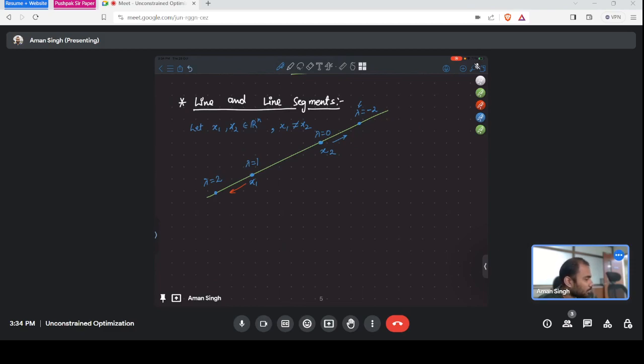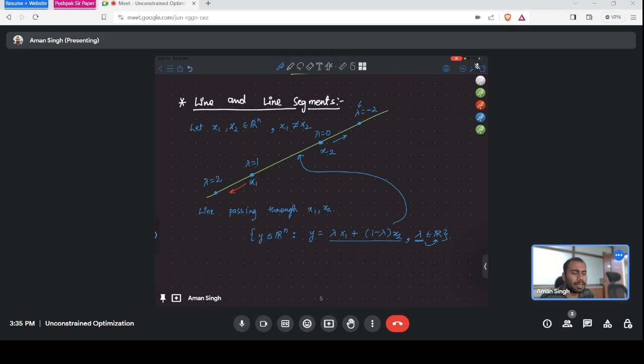So I'll just write it down. The line passing through x1 and x2 is a curve given by y such that y belongs to R^n, with y equal to lambda x1 plus (1 minus lambda) x2, where lambda belongs to R. You take any scalar value of lambda, and this point will always be on this line. So this is basically the equation of a line in n-dimensional space.